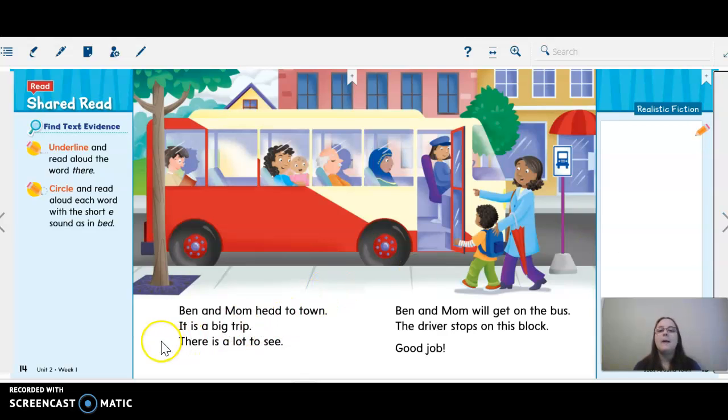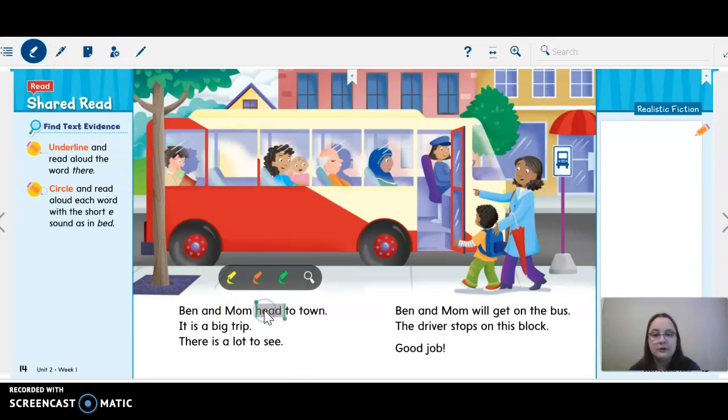There we go. Ben and Mom head to town. It's a big trip. There is a lot to see. So we have our short E sound with EA. So Ben and Mom head to town. It is a big trip. There is a lot to see. And there is another one of our sight words this week.